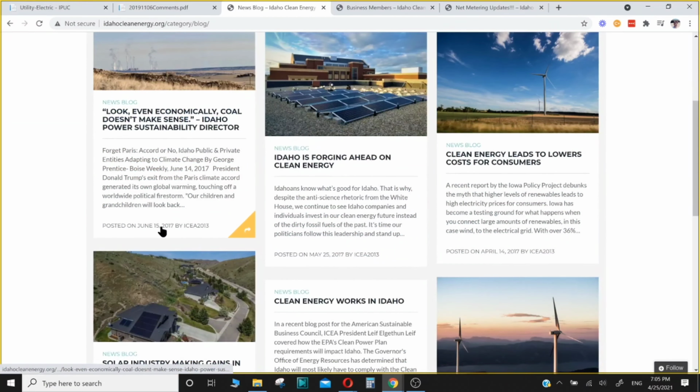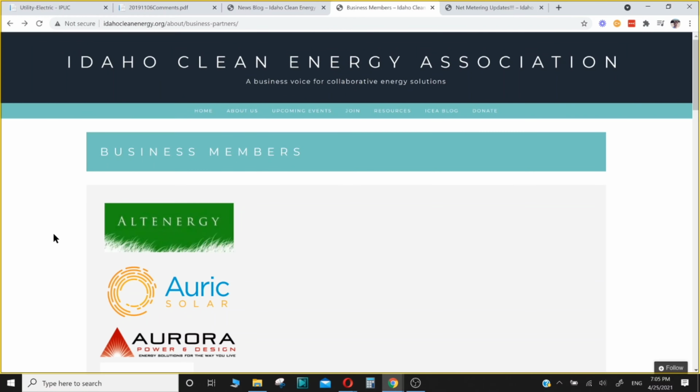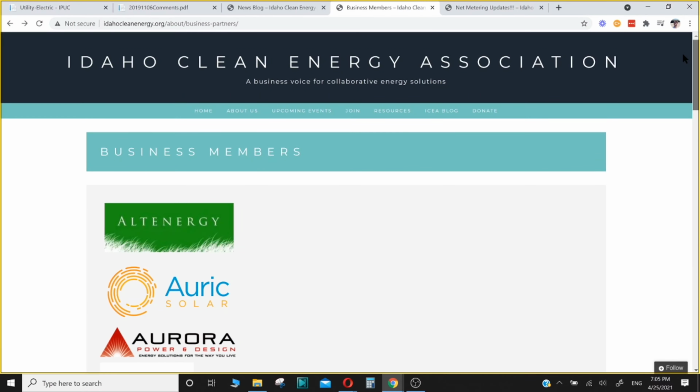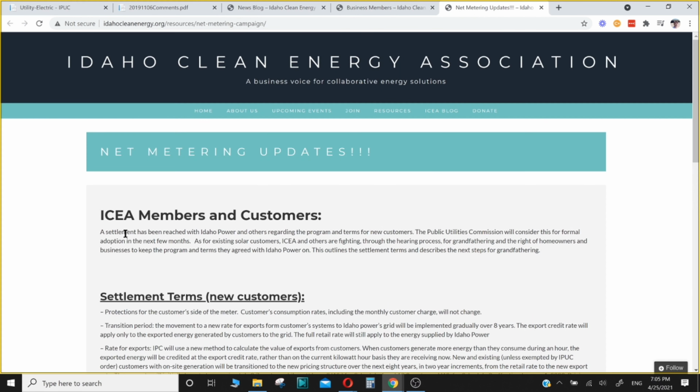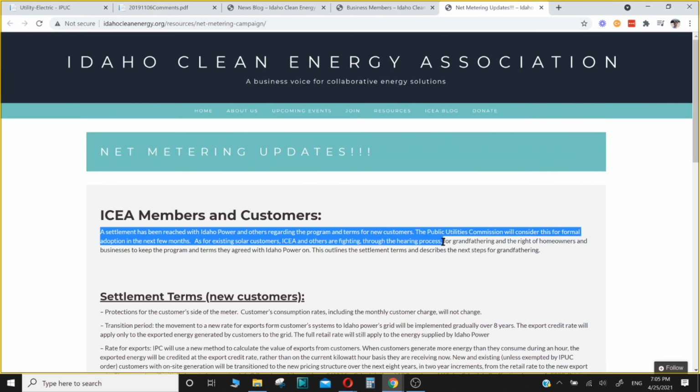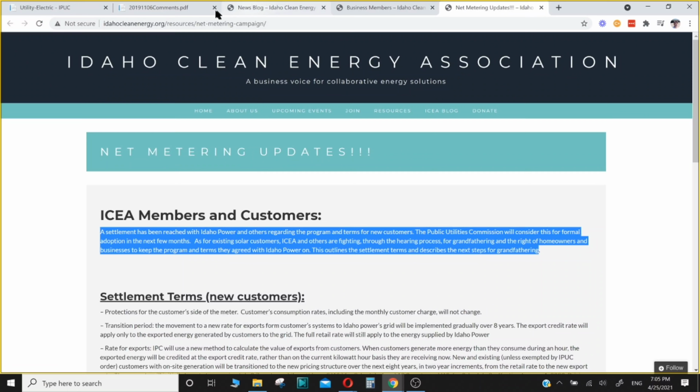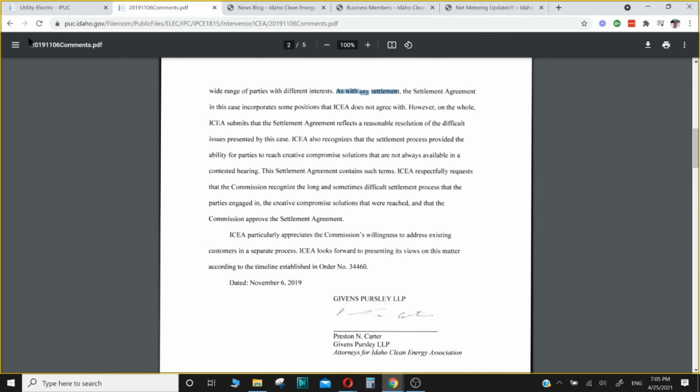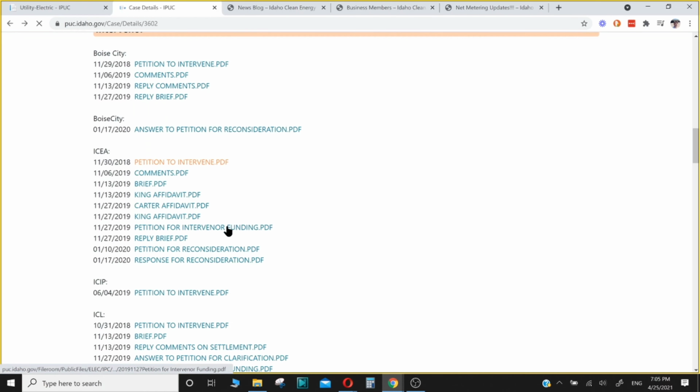And if we even go to business members, I know some of these companies that are listed here aren't members or are even bankrupt. I used to work for a couple of these companies. I've done solar for a while. And as you can see here, the net metering update, their last update says a settlement has been reached. And so they actually, on the page back to Idaho Power in this case, they signed on to this settlement. They agreed that the settlement was something they wanted.